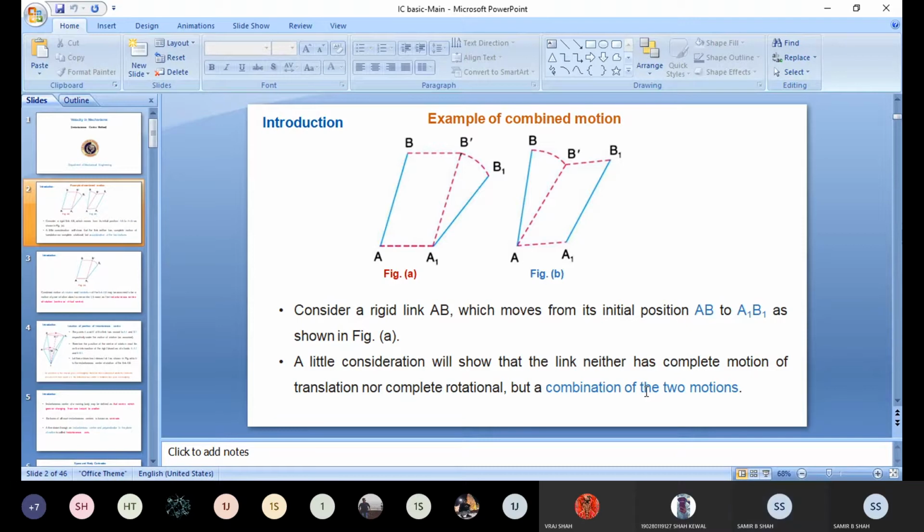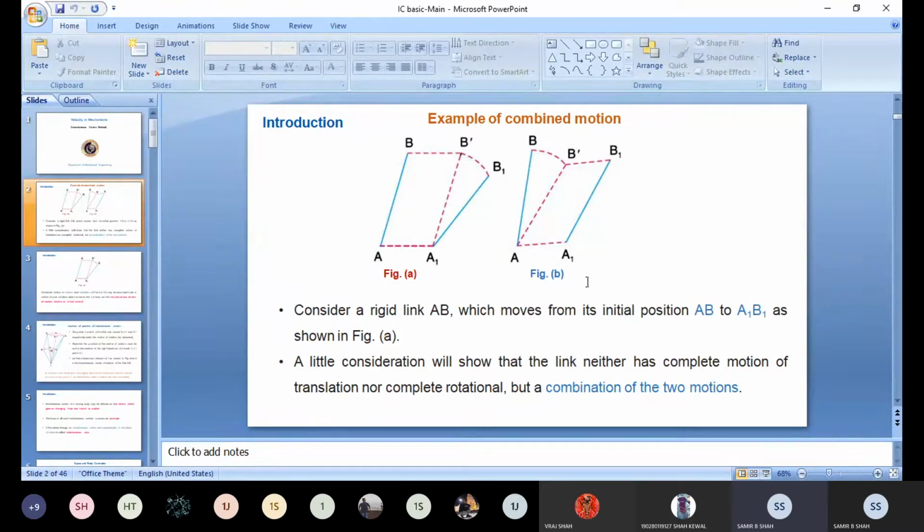The first is the motion of translation from AB to A1 B dash, as you see in the figure, and then the motion of rotation about A1 till it occupies the final position B1, that is, rotational motion from B dash to B1. So in this way we get the new position A1 B1.